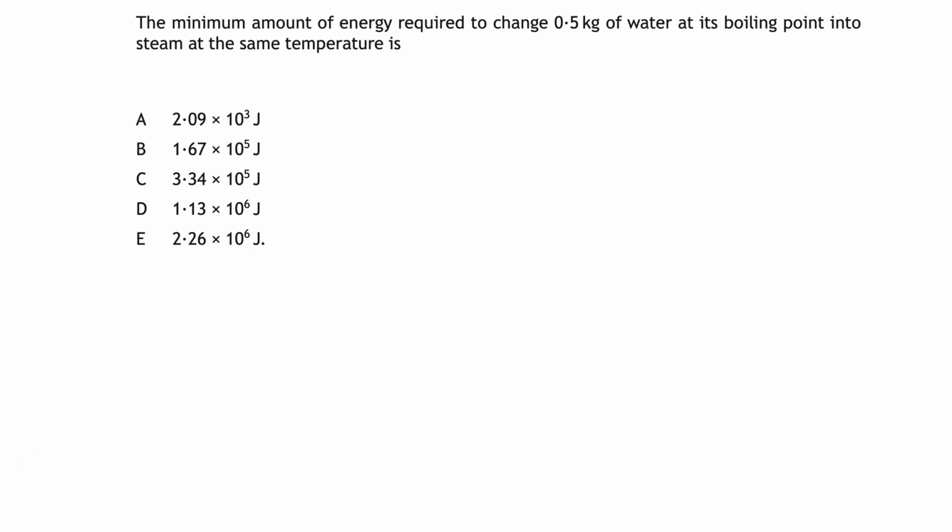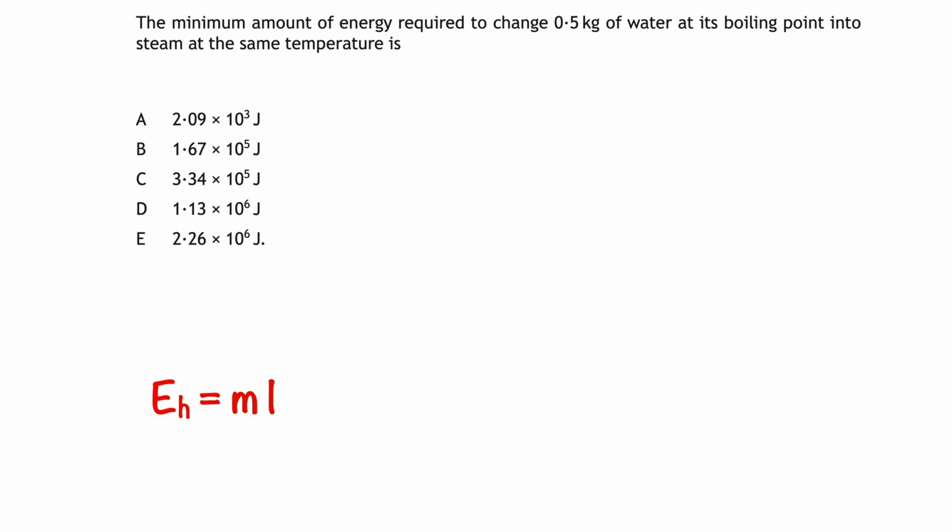The minimum amount of energy required to change 0.5 kilograms of water at its boiling point to steam at the same temperature is... So to calculate the heat energy required to bring about a change in state in a substance at either its melting or boiling point, we use this equation. M is the mass in kilograms and L is specific latent heat, which has 2 values for each material. You'll find the values in the datasheet at the start of the exam paper.